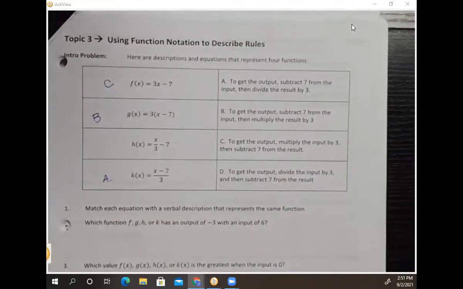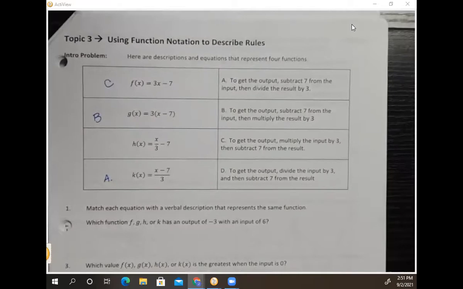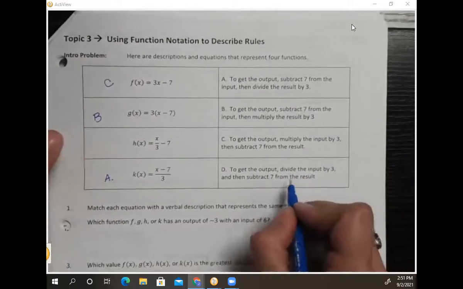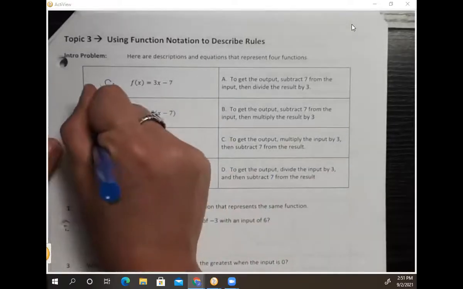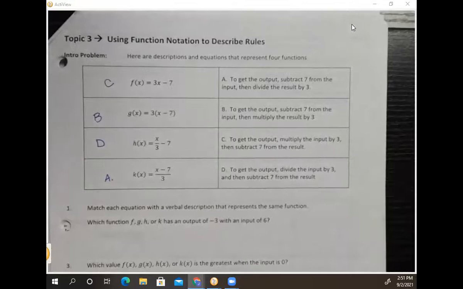And D is going to be hard, right? It's going to be the third one. To get the output, divide the input by 3, then subtract 7. Okay. You guys have seen this before, yeah? You've done this before, probably in middle school, right? We're going to take this sentence in words and turn it into a sentence in math. So now let's kick it up to our function land where we've been working.